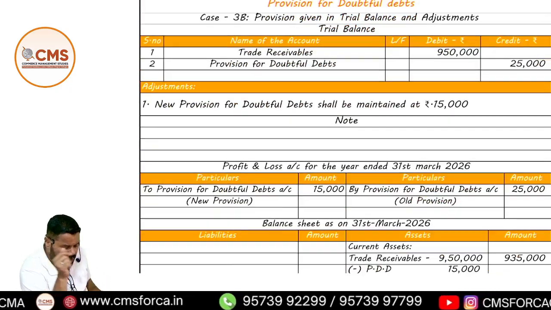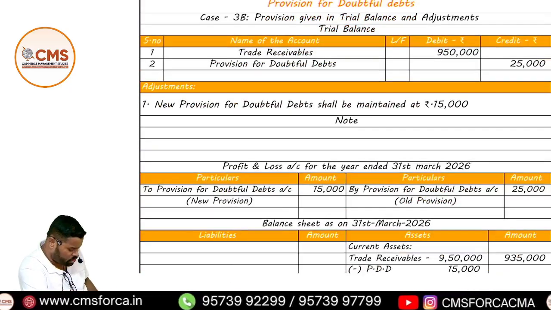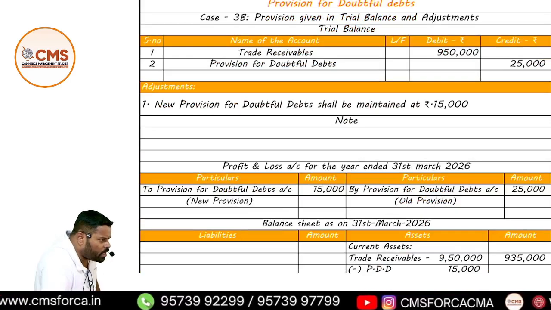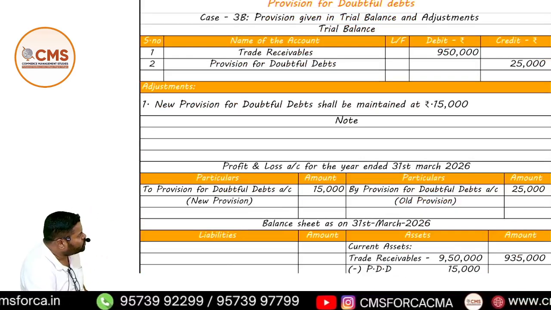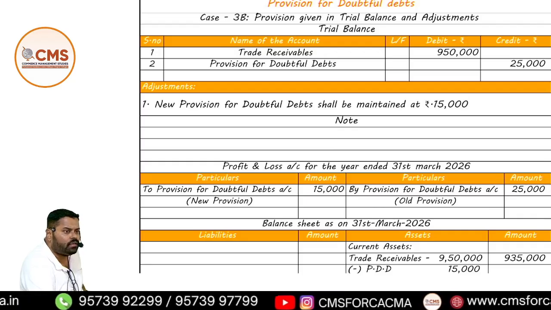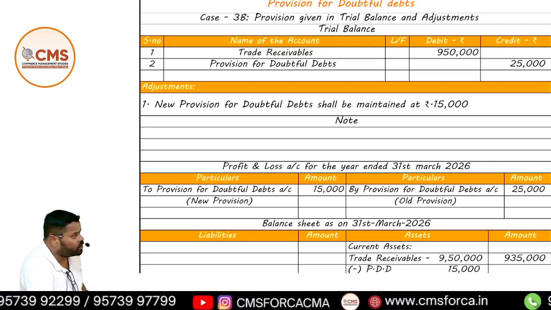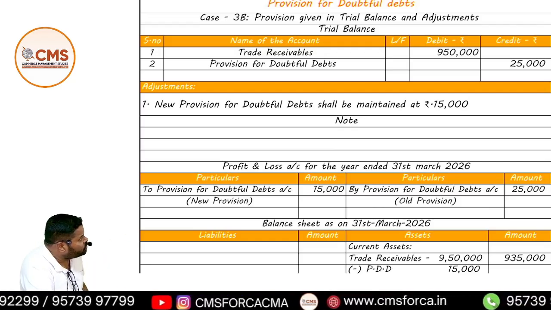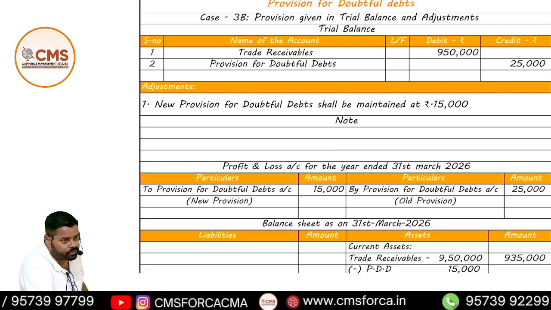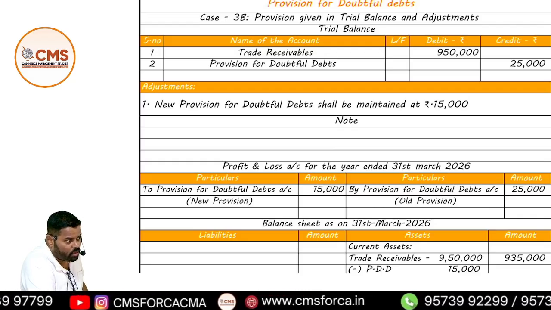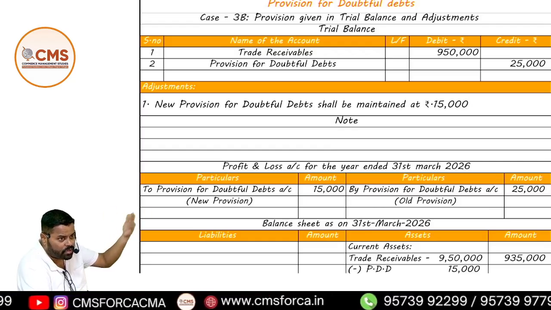Scenario 3B. What is your trade receivables balance? Same 9,50,000. Provision for doubtful debts anticipated at the time of, what we call, before trial balance was 25,000. New provision for doubtful debts shall be maintained at 15,000. So what is this scenario, and what is the difference between the previous one and this one?